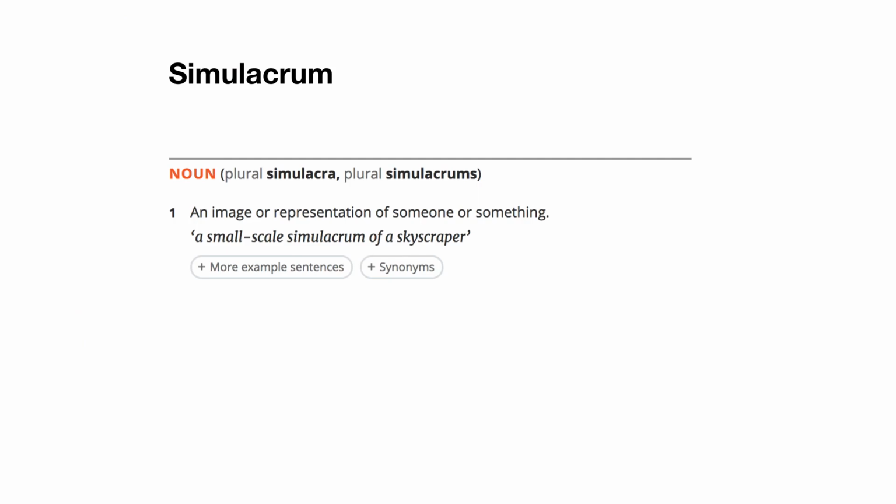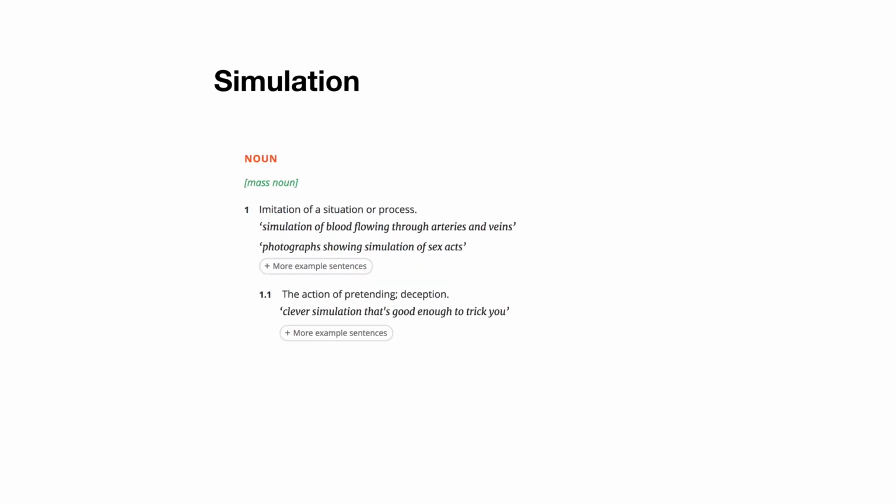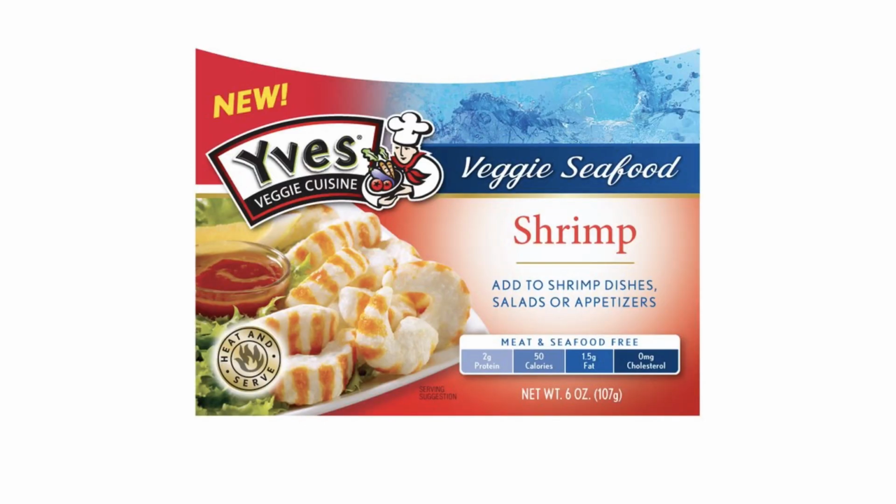So the definition of simulacrum is an image or a representation of something or someone. We have an example sentence: a small-scale simulacrum of a skyscraper. Simulation definition: imitation of a situation or process, or the action of pretending, or also a deception. Now let's go into the examples.